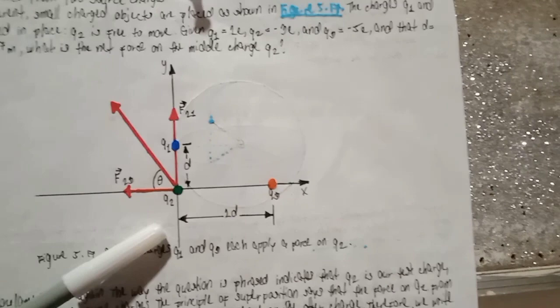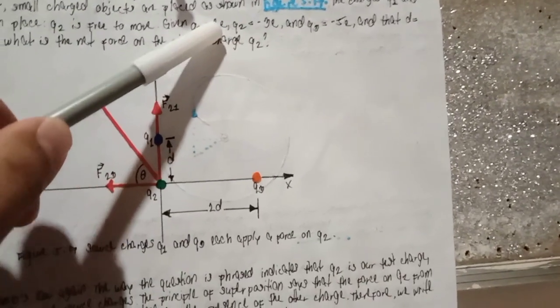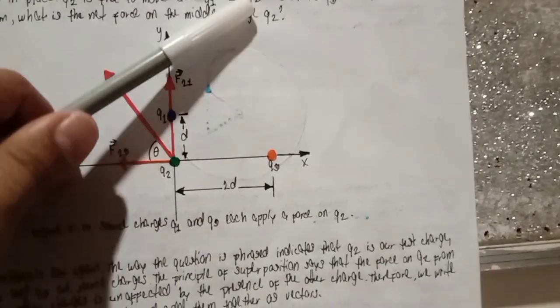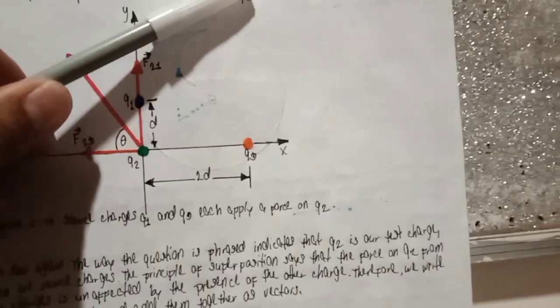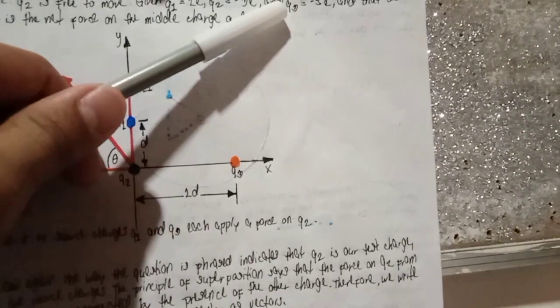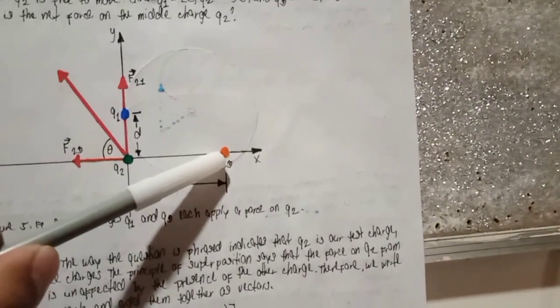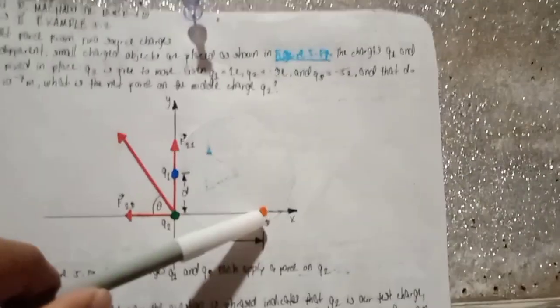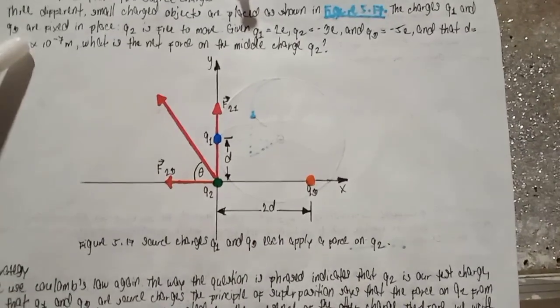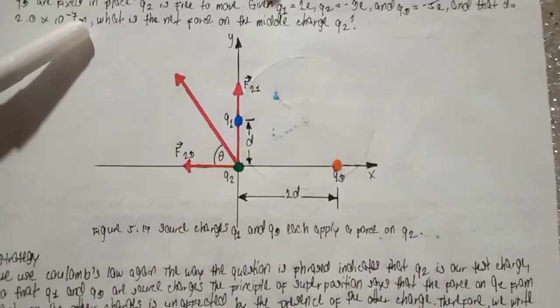Q sub 1 is 2e. And Q sub 2 is equal to negative 3e. And Q sub 3 is equal to negative 5e. And the distance is equal to 2.0 times 10 raised to the power of negative 7 meter. What is the net force on the middle charge, Q sub 2?